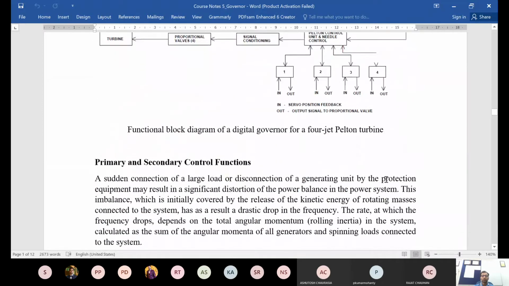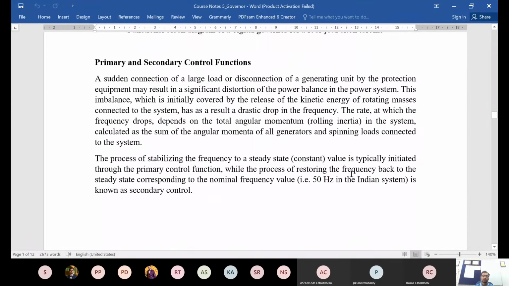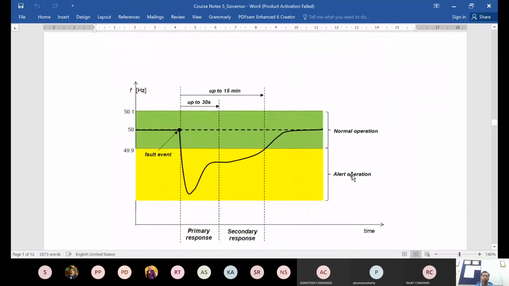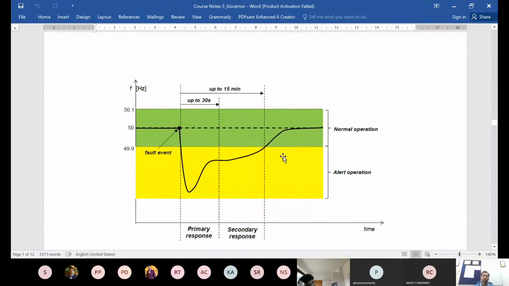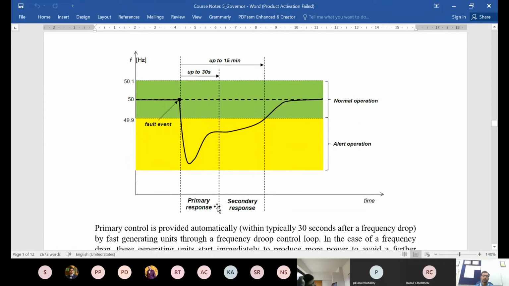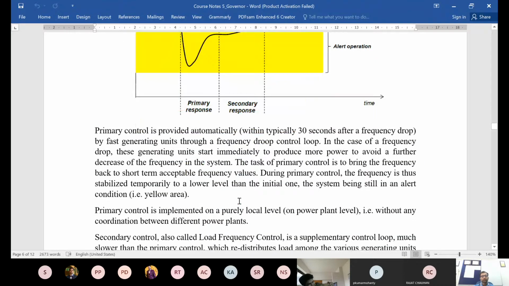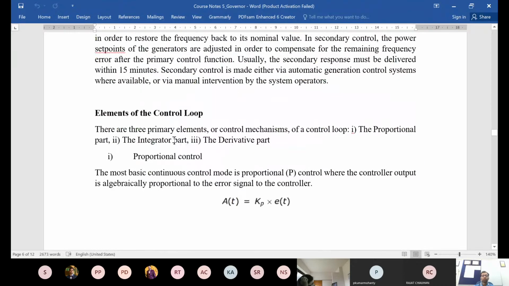And then we took sort of a detour to understand some basic concepts related to frequency control. And we discussed the primary and secondary control functions in a grid in terms of the frequency control. We discussed this graph, the primary response and secondary response. And then we looked at the elements of the control loop. So we were discussing in the last class on this particular point.